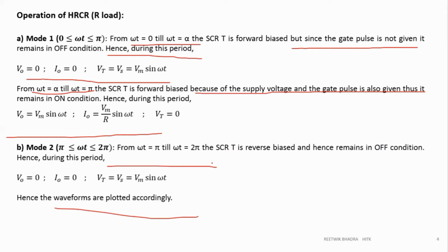Okay, so go through it and see how it is written, pi to 2 pi. This is reverse bias, hence it remains in the off condition. Thus, this is 0. You can write this in your own words, but this is the type of answer you have to write. You have to divide it into modes and write it down in your example.